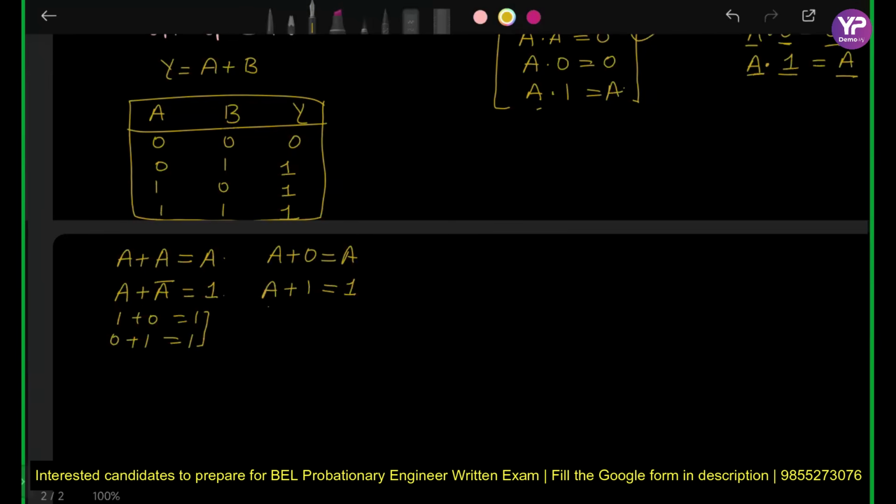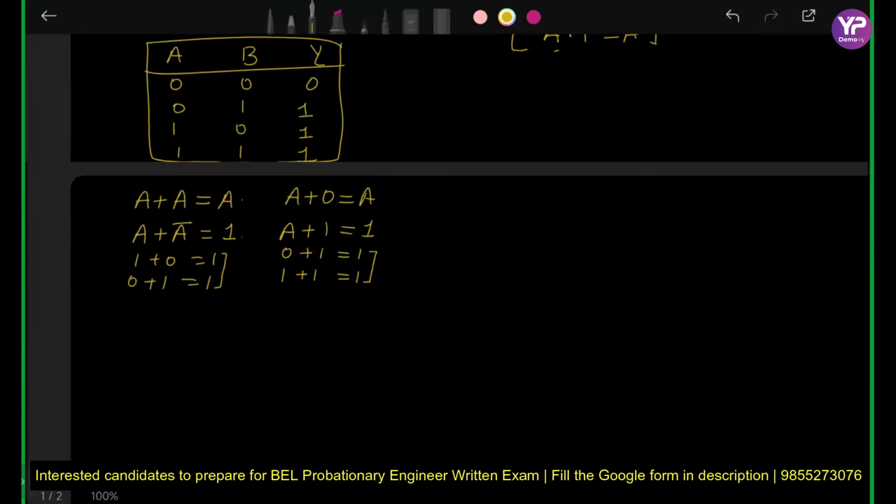Check it. A is 0, this is 1, output is 1. A is 1, this is 1, output is 1. In both the cases, output is 1. Got it? So A can take 0 or 1, the output is always 1. That means A or 1 is going to be 1.